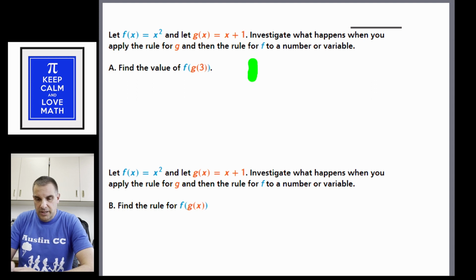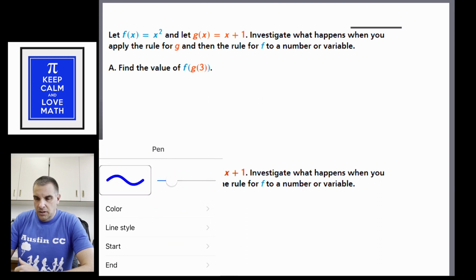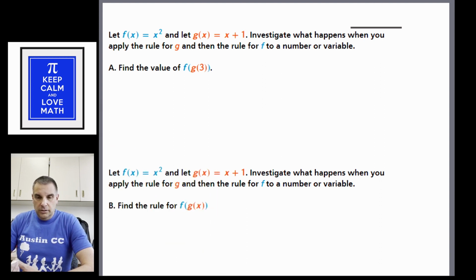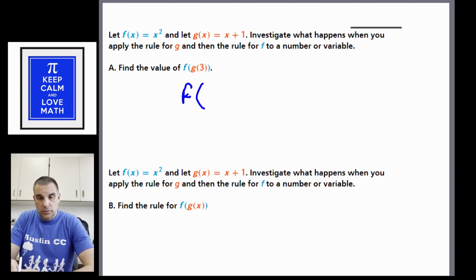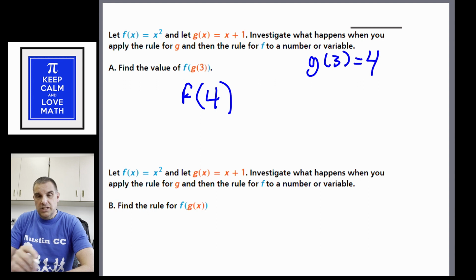If we look at what g of 3 is, our g of x function is 3 plus 1, so 3 plus 1 is 4. Then we're going to apply the f rule with an x value of 4, because g of 3 was equal to 4.